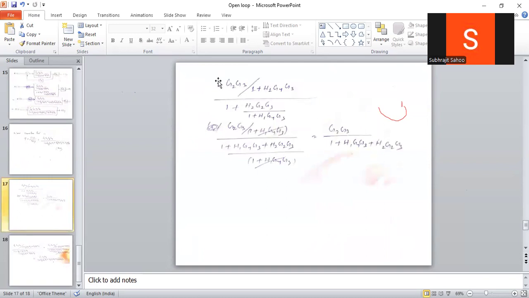This one, right? See, G2 by G3, 1 plus H1 G4 G3, 1 plus H2 G2 G3, right? 1 plus H1. So what is the solution, sir? Sir, take LCM. LCM taken this one. Then this one multiply here. Where? With 1, multiply with 1. So it will become 1 plus H1 G4 G3. Then bottom 1 plus H1 G4 G3. So it will be cancelled. Remaining is what? G2, G3 by this star. This is the answer. So if I simplify this block, right?